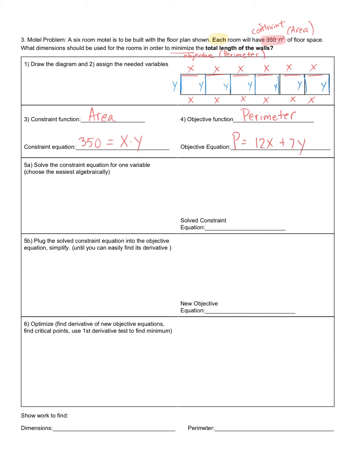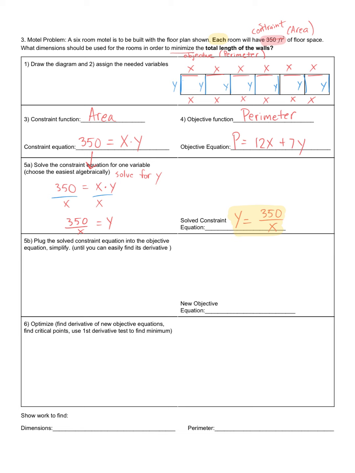Now we pretty much do the problem the same way. All right, we're going to take the constraint equation right here, and we're going to solve it for a variable. It doesn't matter which one, because either of those are pretty easy. So I'm going to pick y. All right, so we're going to solve that for y. So 350 is equal to x times y. To get y by itself, we simply divide by x. All right, so y is equal to 350 over x. That is my solved constraint equation, 350 over x. So remember, highlight that one. You're going to come back to it.